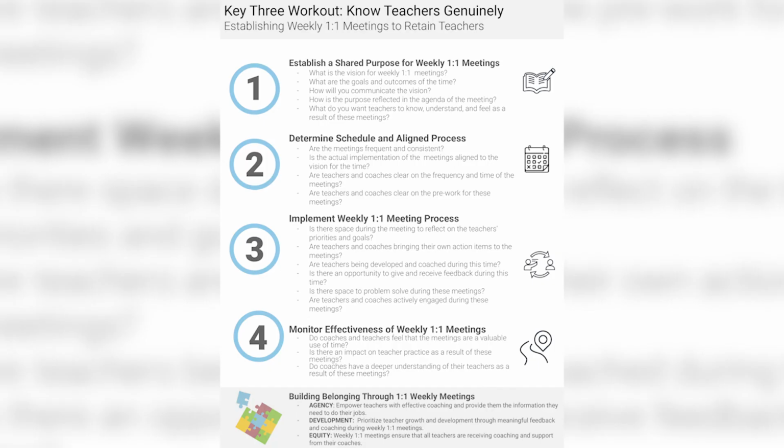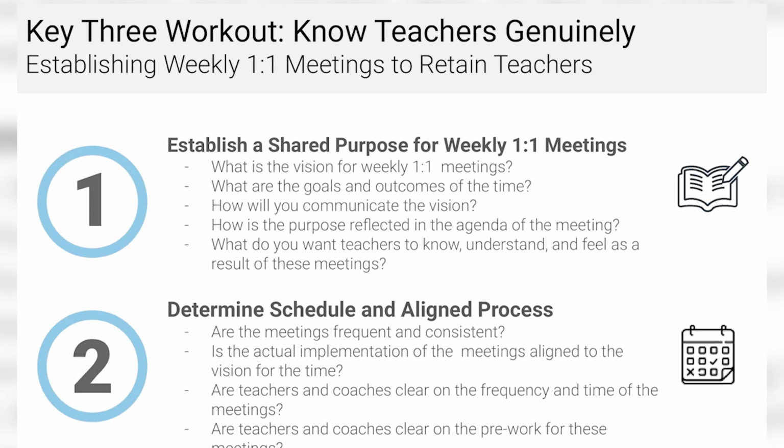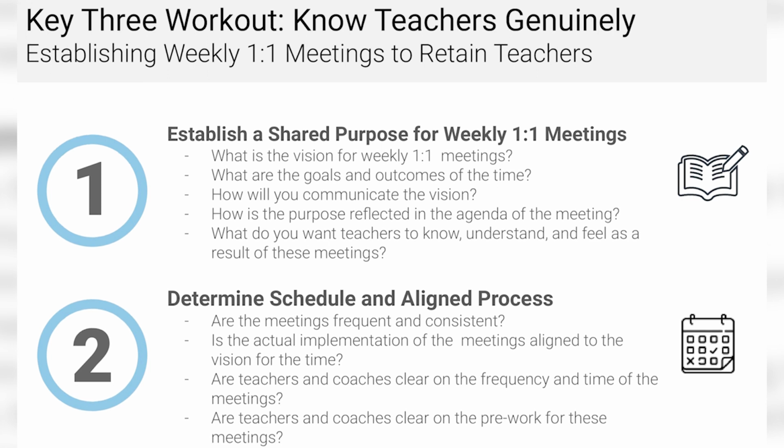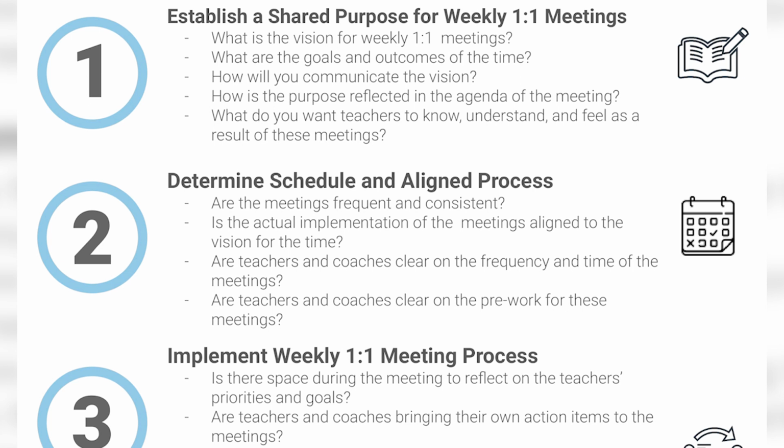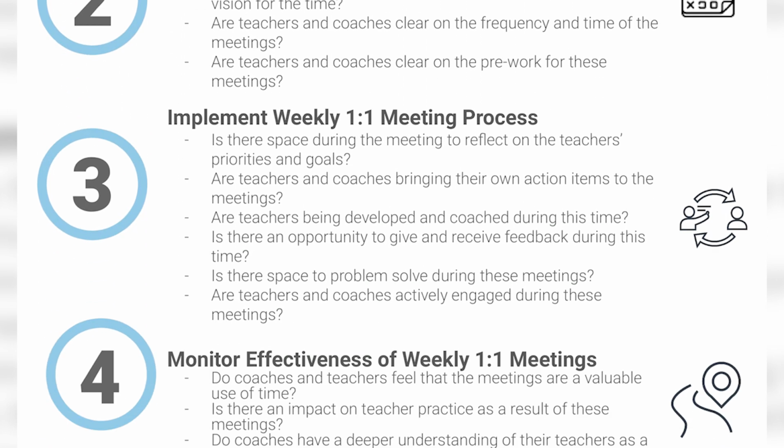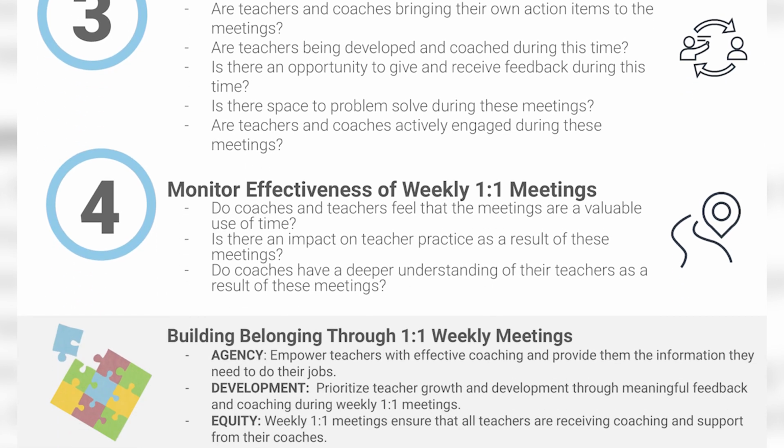So you'll see there's 4 components here under this tool. So the first one is establishing a vision and a purpose for this time. So what are these regular one-on-one meetings? What is the vision for them? Second component is, when would this happen? So determine the schedule, the aligned process, making sure everyone's clear on when this is happening and how. The third big component is implementing them. And then the fourth one is monitoring the effectiveness of them. And so you'll see a set of questions that fall under each component.